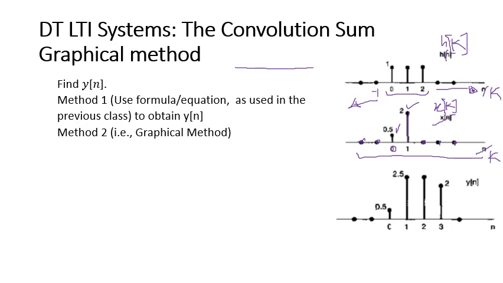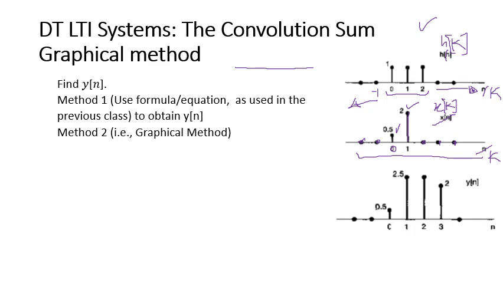In the second step, you reflect any one of these signals. So I reflect the signal h of k. You can also reflect x of k to obtain x of minus k or h of minus k.